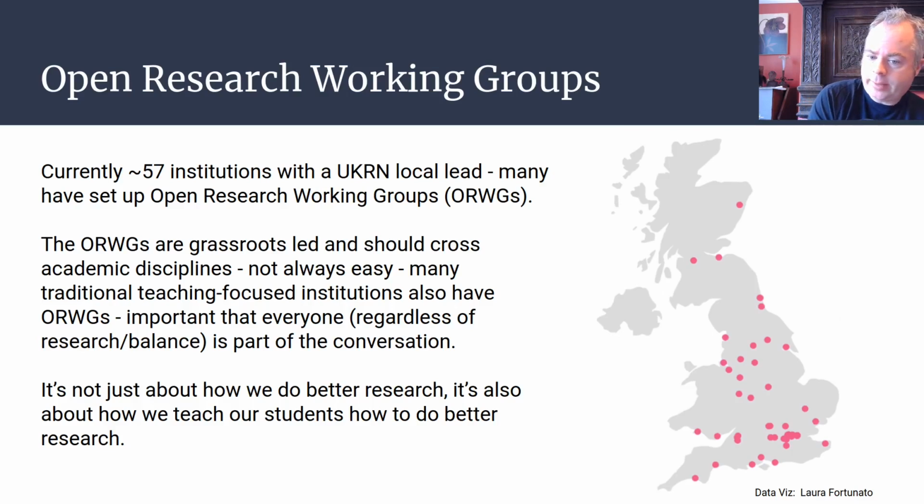So in addition to the institutional leads, a number of universities have open research working groups. There are currently, I think, more than 57 now within the UK. These are grassroots-led organisations. The idea is that they should cross academic disciplines. It's not always easy to do that because of the way universities tend to be structured.